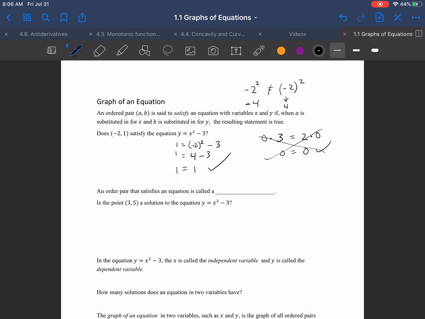An ordered pair that satisfies an equation is called a solution. Is the point (3, 5) a solution to the equation y equals x squared minus 3? So, well, we're just going to do the same thing. We plug it in.